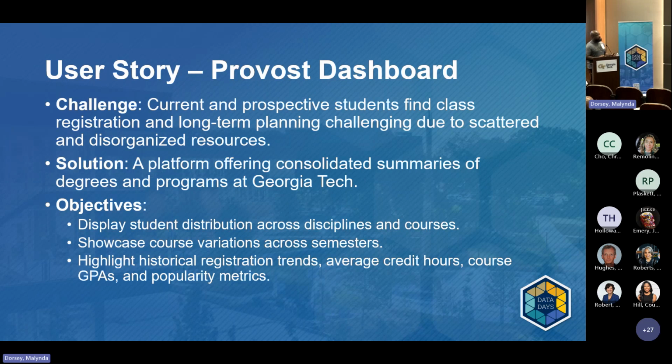One of the user stories that they had was around a provost dashboard. I think they called it that because they wanted to bring a lot of attention to it, but I think it's a great name for that team because they're looking at trying to take on a lot of different aspects of how students engage with their academics. So they conceived of a solution where they could have a platform that brings all this data together.